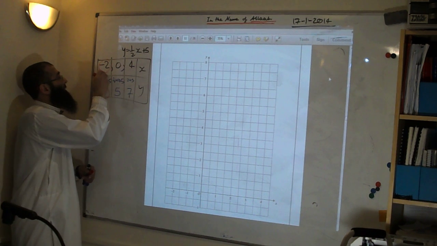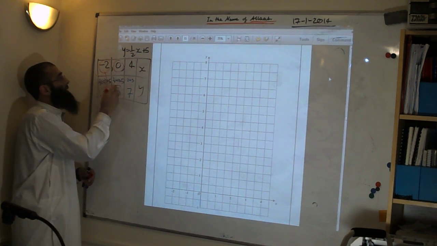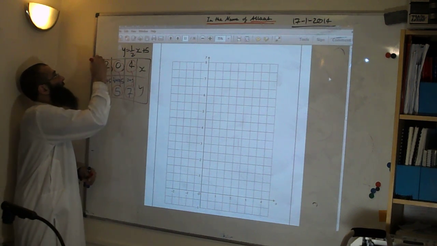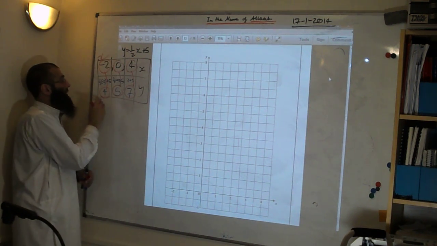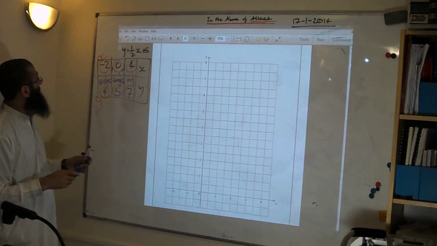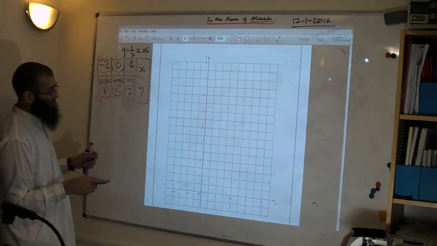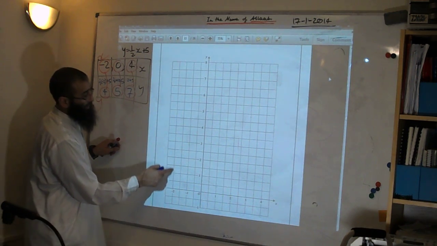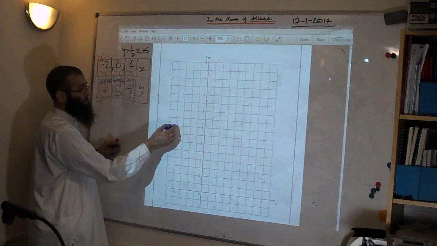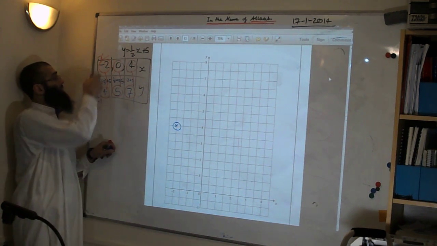Right, folks. So, Mr. Hamza, we're going to plot which values? These pairs of values. This is going to be my x value, that's going to be my y value. These are my coordinates. Okay, folks, let's start plotting. Can you read them out to me first? Minus 2 is? 4. So we've got minus 2 along the x and up by 4. That's my first coordinate there, minus 2, 4.